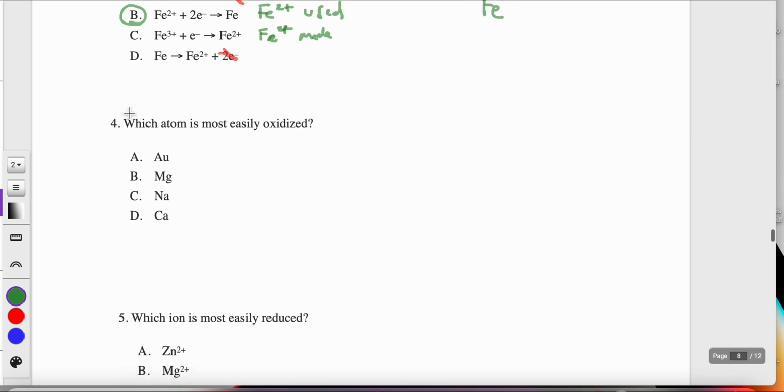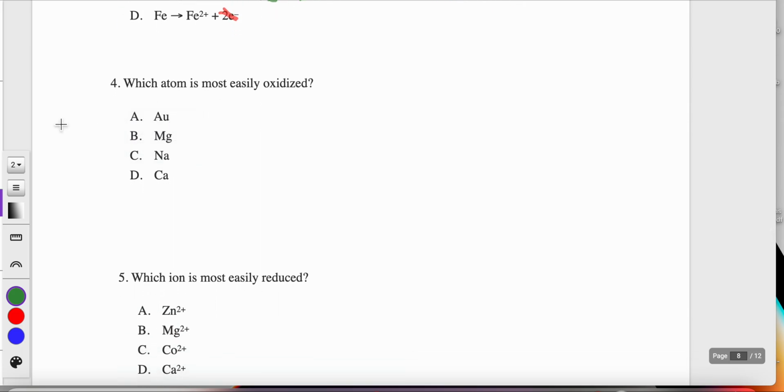Now, question 4 is an easy question, okay? But you have to know where to go. So you are given what looks like a random 4 responses, and they're all metals. And it's asking what is most easily oxidized. Well, if it's being oxidized, that's lose electrons, right? So if you know where to look, this is a table J question, okay?